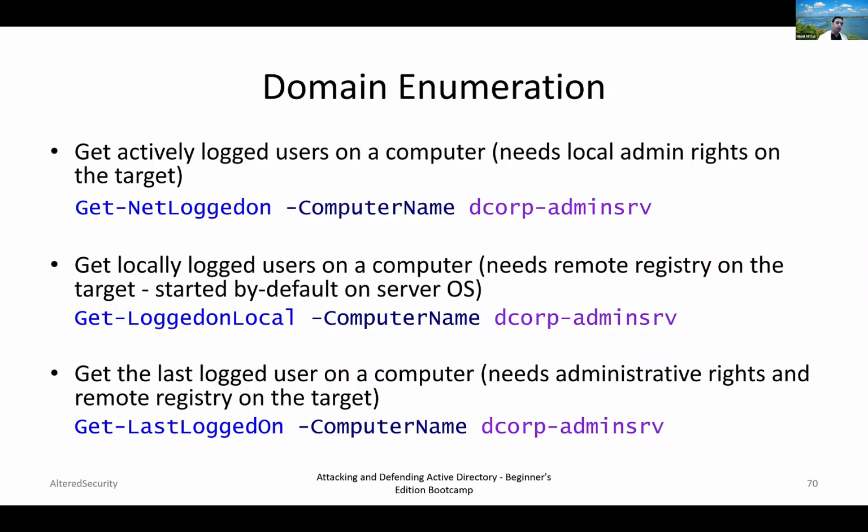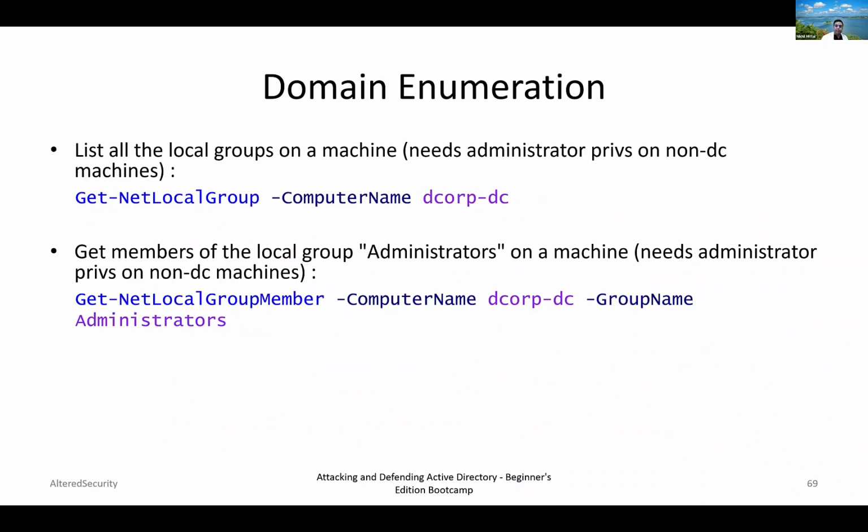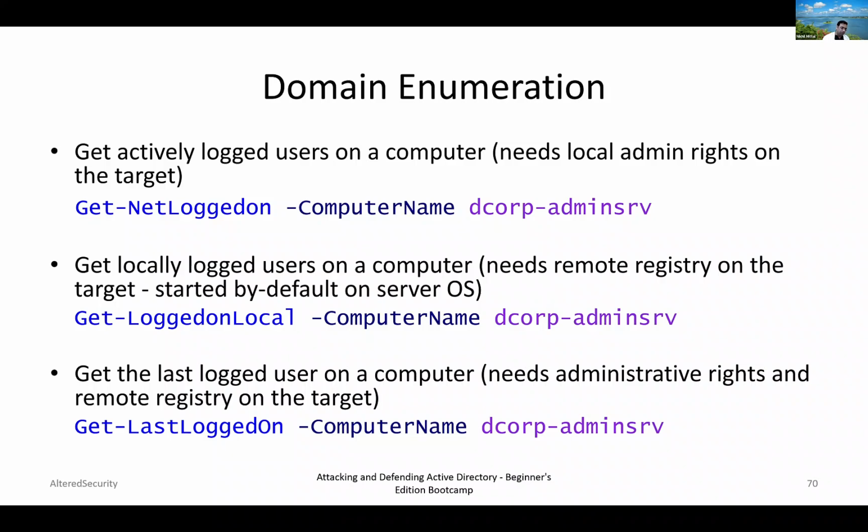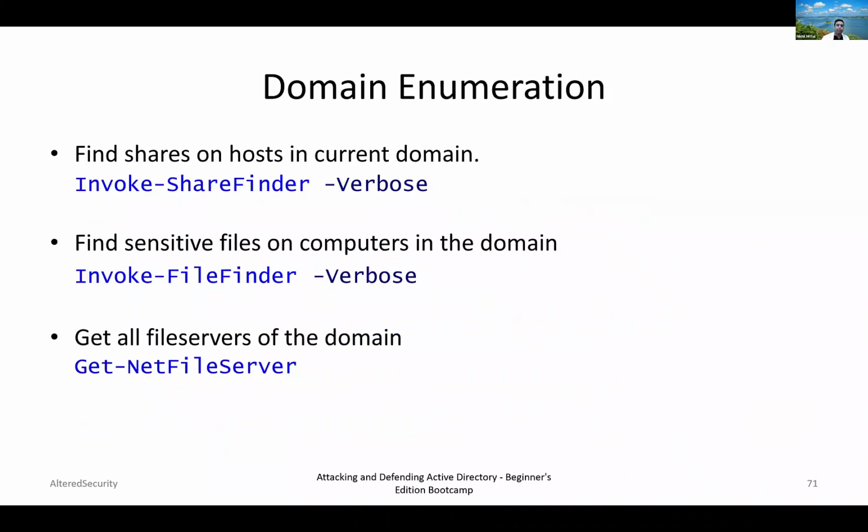We can get actively logged on users on a computer. All of these three things need admin access. You can get currently logged on, locally logged on, and last logged on. This is the first time where we are talking to other machines in the network, but it is not as innocent as it has been up to now. This would leave a special logon on the member machine. So not as silent as others were.